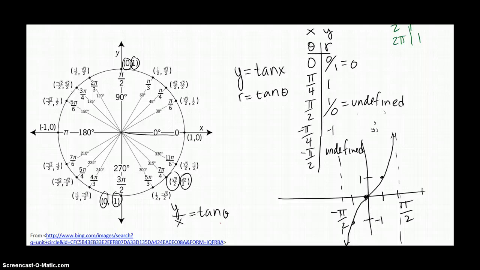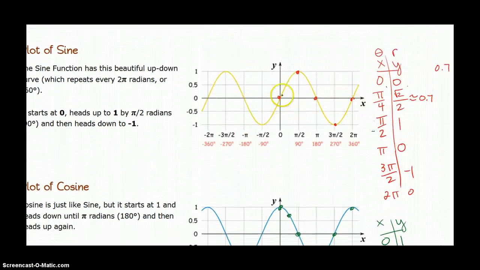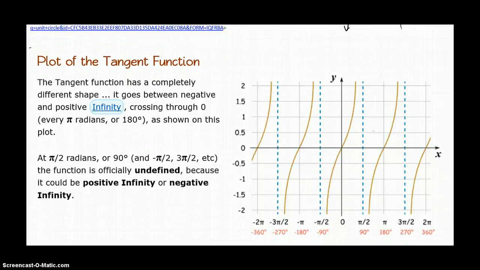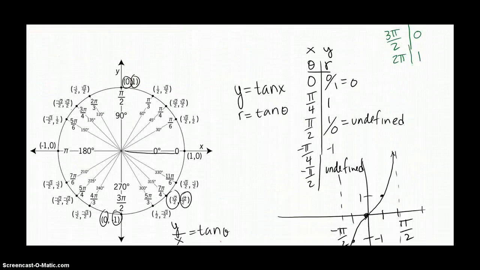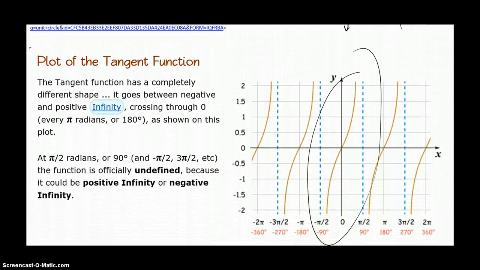The period of this is only pi instead of 2 pi. Notice how one full length of these was 2 pi, where tangent, where's tangent? There it is, right? It only goes one full one. It only goes from negative pi over 2 to pi over 2. And you can see that that's what our graph looked like. There it is. The same graph. Hope that helps.